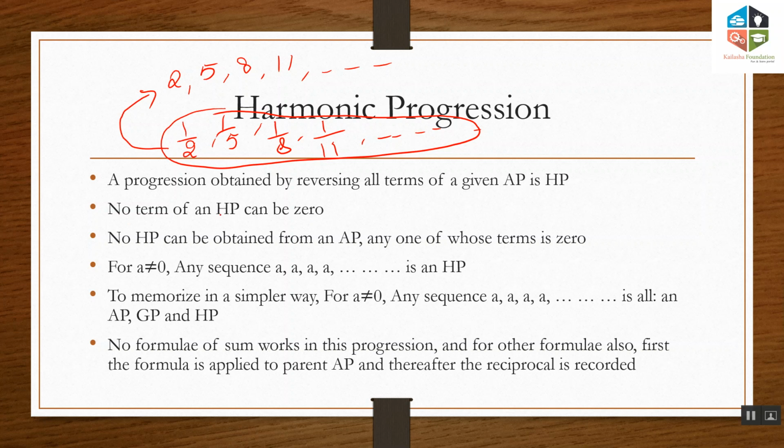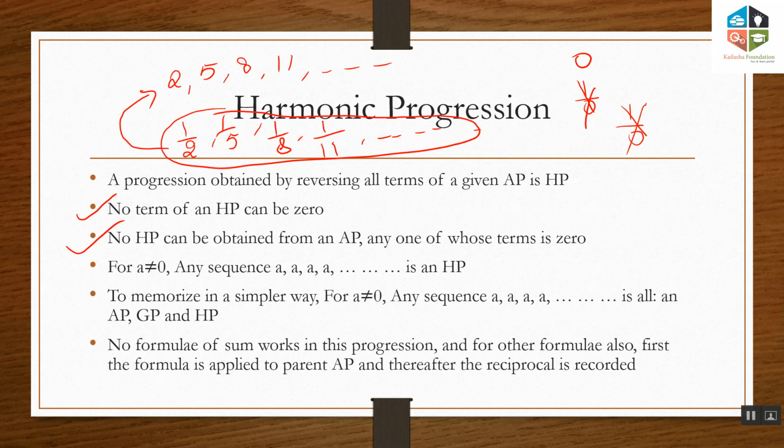No term of an HP can be 0, because if the term of an HP is 0, then the term of the AP will be 1 by 0, which is not defined. So that is not possible. No HP can be obtained from an AP any of whose terms is 0. If one term of an AP is 0, then the corresponding term of the HP will be 1 upon 0, which is again not defined. So these two points are obvious.